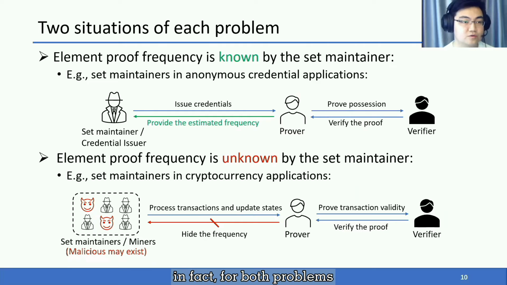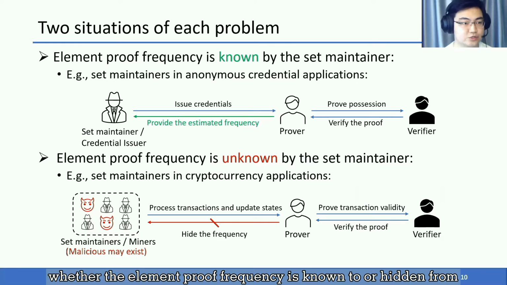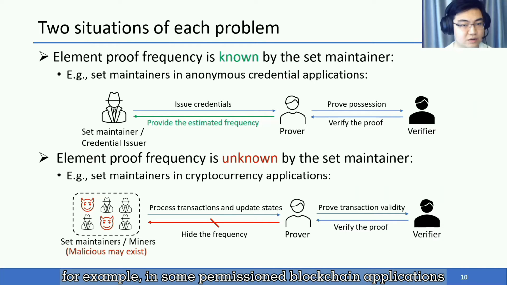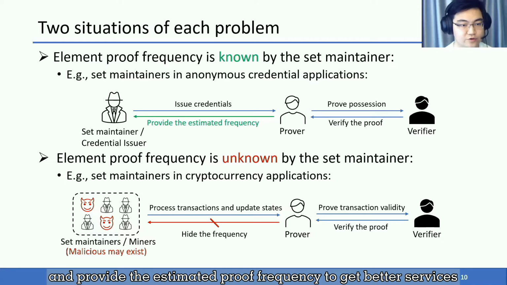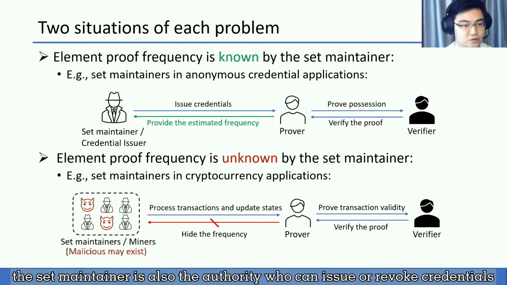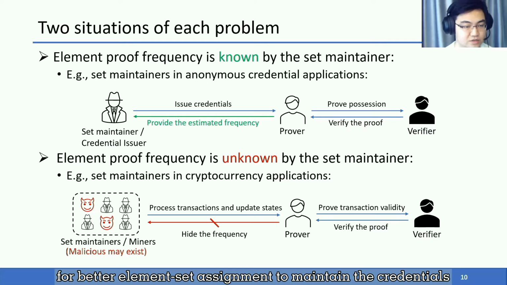In fact, for both problems, we also consider two situations, which is whether the element pool frequency is known to or hidden from the set maintainer, to fulfill different system requirements. For example, in some permissioned blockchain applications, one may choose to count on the set maintainers and provide the estimated pool frequency to get better service. For instance, in a credential system, the set maintainer is also the authority who can issue or revoke credentials. Thus, in our mechanism, the maintainer should take responsibility for better element set assignments to maintain the credentials.